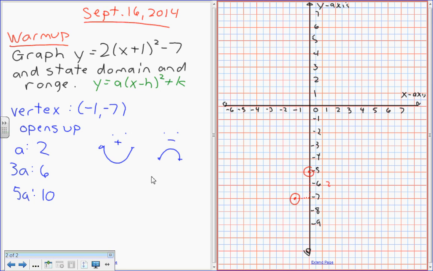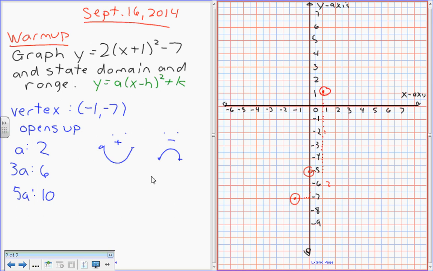What's that? Sorry? Do you always just go over 1? Yeah, think of it like slope, rise over run. You're running 1 and you're going up whatever. So it's always just 1 square. So the next one would be over 1, up 6. So over 1, up 6. 1, 2, 3, 4, 5, 6.